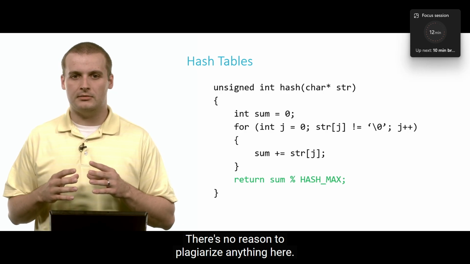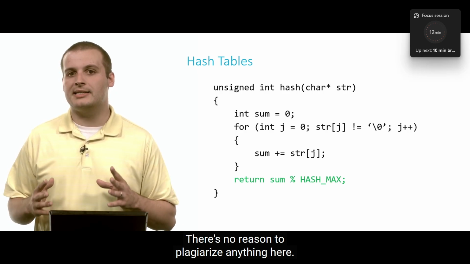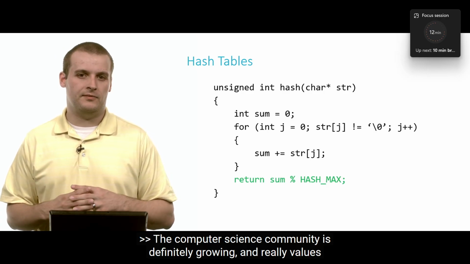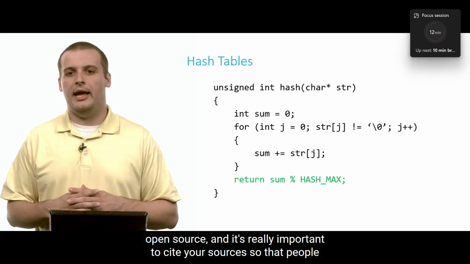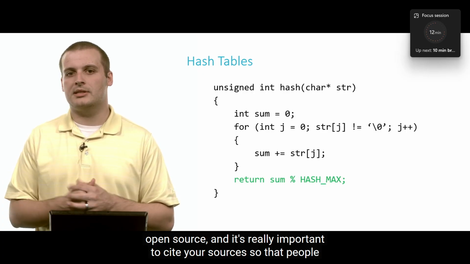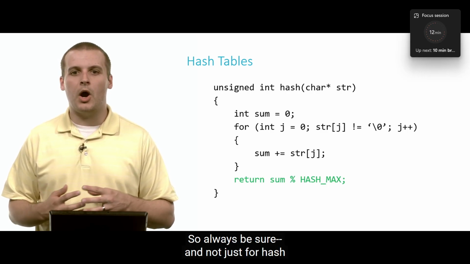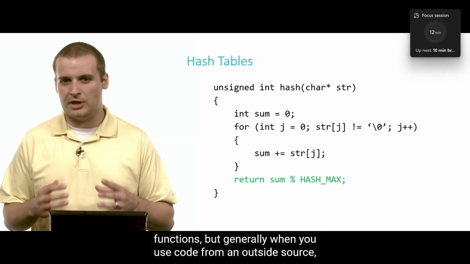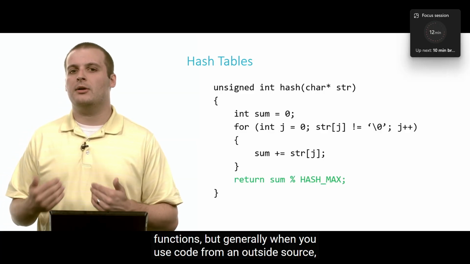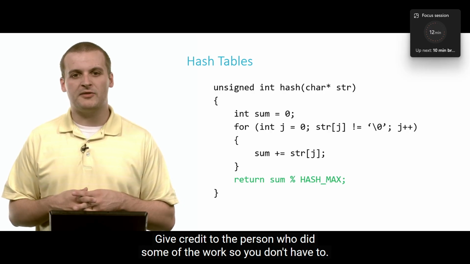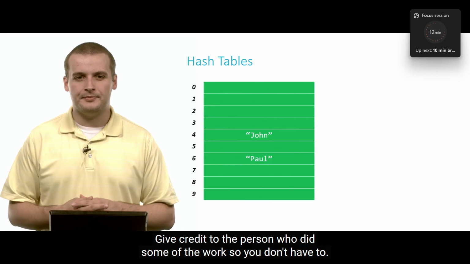There's really no reason to plagiarize anything here. The computer science community is definitely growing and really values open source. And it's really important to cite your sources so that people can get attribution for the work that they're doing, to the benefit of the community. So always be sure, and not just for hash functions, but generally, when you use code from an outside source, always cite your source. Give credit to the person who did some of the work so you don't have to.